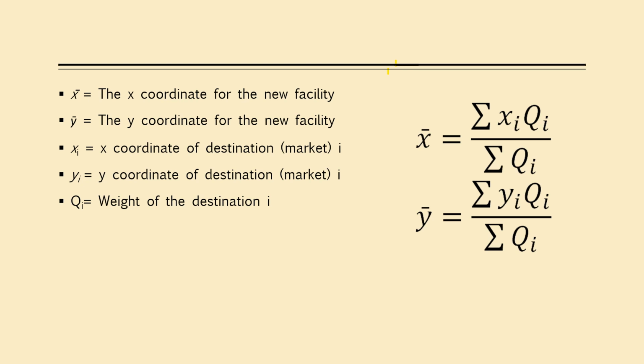Now let's see how we are going to find the coordinates for the new facility. Here x bar represents the x coordinate for the new facility and y bar represents the y coordinate for the new facility. xi is the x coordinate for destination i or market i, and yi is the y coordinate of destination i. Here qi represents the weight of destination i. So you can see the sum of xi, the x coordinates, times its weight has to be divided by the total weights to obtain the x coordinate for the new facility. Whereas to obtain the y coordinate for the new facility, we multiply the y coordinates with its weight and divide by the total weights of the destinations. Then we can obtain y bar.